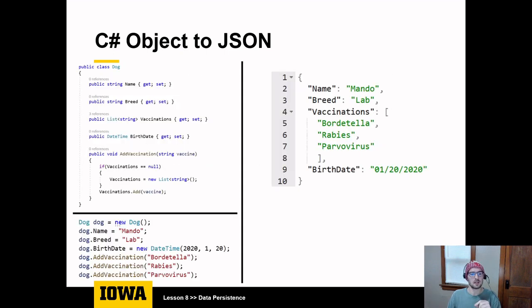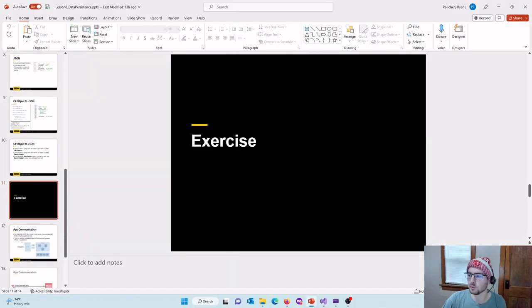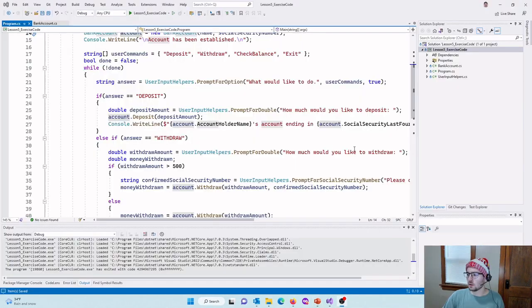So that means going in the opposite direction. Say you have a JSON text. Convert that JSON text back into one of these dogs here, one of these C# objects. Okay, so we have serialization and deserialization. Serialization means convert to text. Deserialization means convert back to a C# object from text. Okay, so with that, we will move on to the exercise to actually see how we do this.